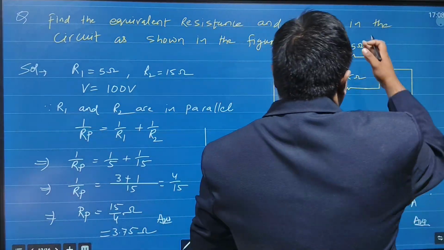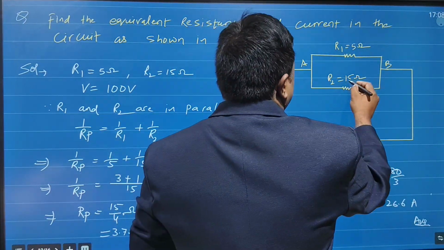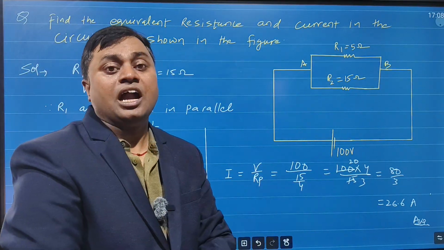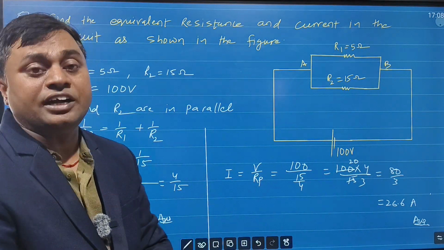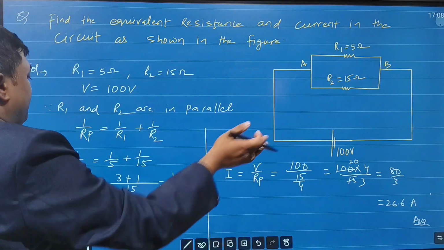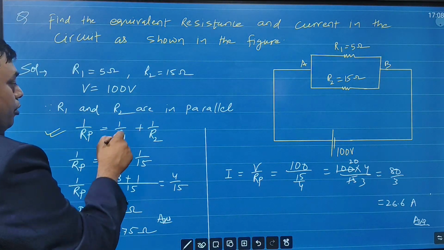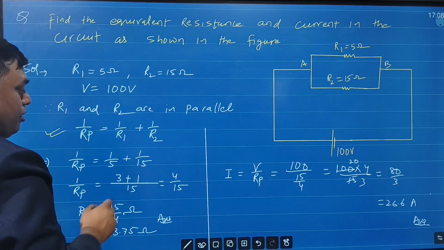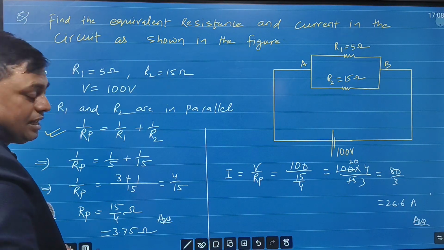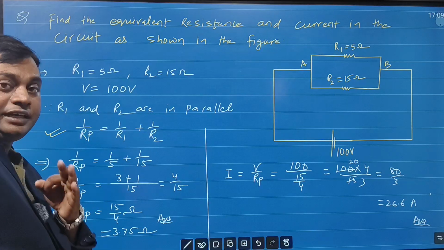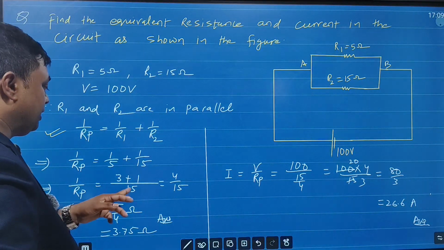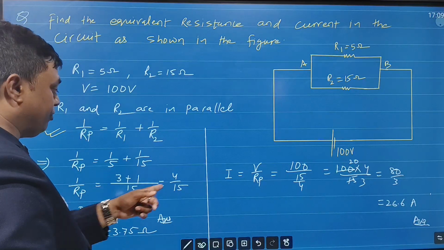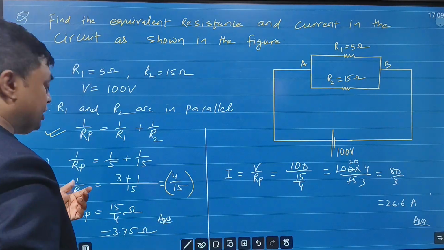Take this question. If 5 ohm and 15 ohm are connected in parallel and that combination is connected with 100 volt. So what is the current and equivalent resistance? So you can apply the formula 1 by Rp is equal to 1 by R1 plus 1 by R2. You solve this. 1 by Rp is equal to 1 by 5 plus 1 by 15. Take the LCM. 15 is the LCM. 15 divided by 5 will get 3. 3 into numerator, that is 3 plus 15 divided by 15 will get 1. 1 into numerator 1. So 3 plus 1, 4 by 15 we get, yes or no?